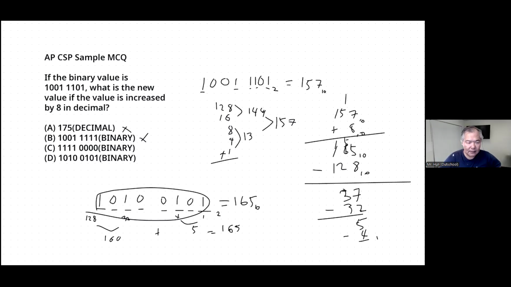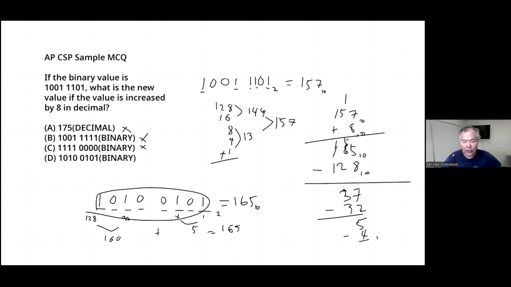D matches. 1010 matches what we have here, and the last 4 bits are 0101, which is what we have here. So D is the correct answer.